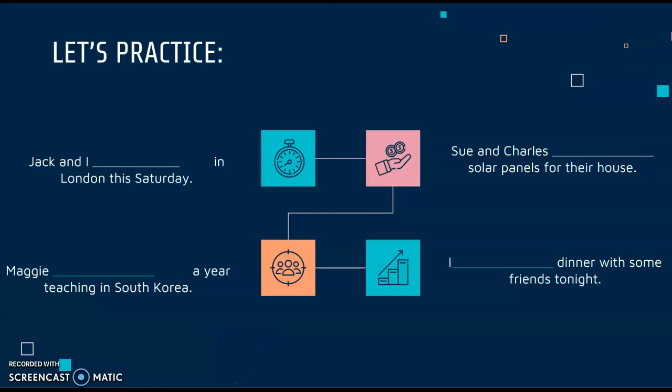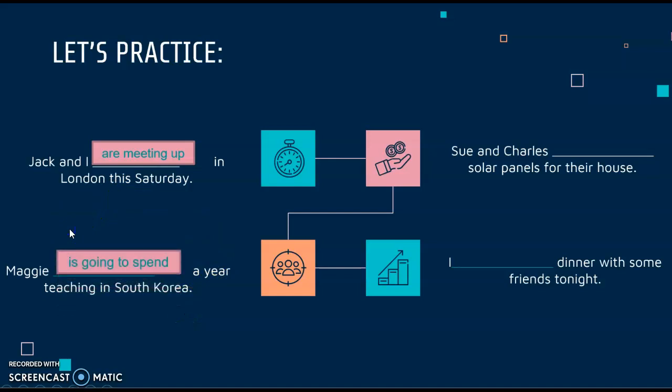Let's practice. Jack and I in London this Saturday. Jack and I are meeting up in London this Saturday. Maggie, a year teaching in South Korea. Maggie is going to spend a year in South Korea. Sue and Charles, solar panels for their house. Sue and Charles are going to get solar panels for their house. I'm having dinner with some friends tonight.